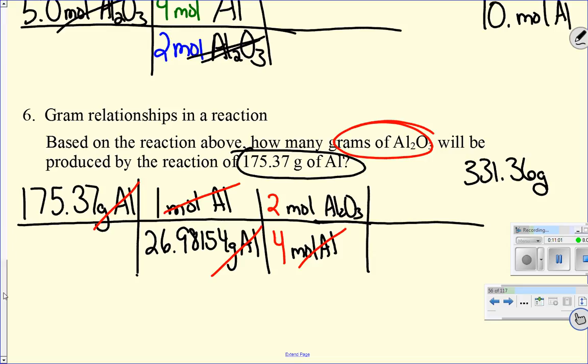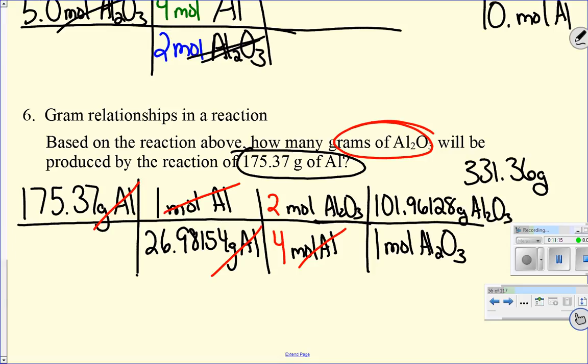So the last thing I'm going to do is take my moles, 1 mole of Al2O3, and then my gram formula mass for that is 101.96128 grams of Al2O3. Moles are canceling, so now I can multiply across the top, divide across the bottom, and you should get 331.36. Based on my first number right over here, I have 1, 2, 3, 4, 5 sig figs, so I kept 5 sig figs in my answer.